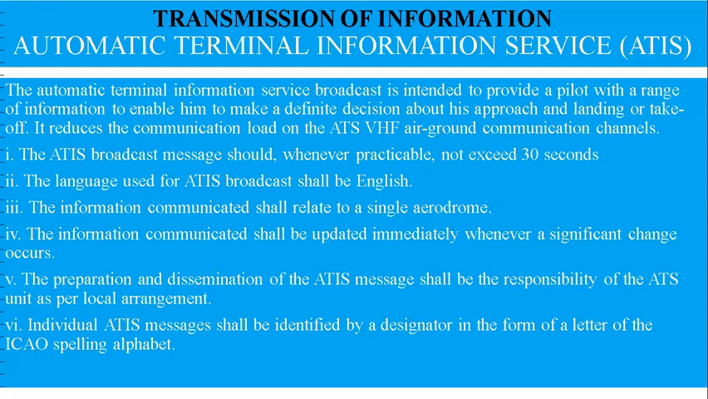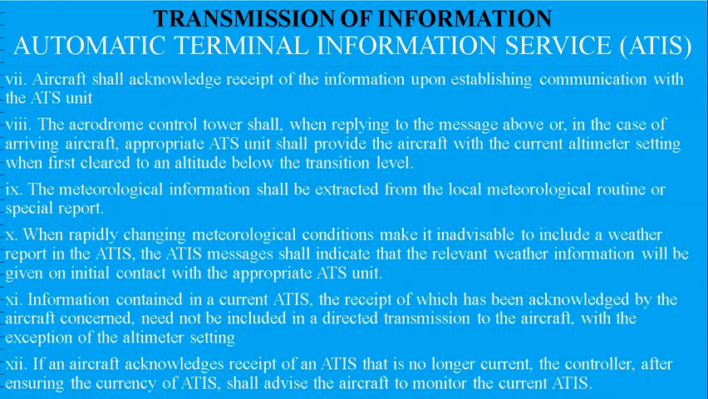Individual ATIS messages shall be identified by a designator in the form of a letter of the ICAO spelling alphabet. And when aircraft come in first contact with the Air Traffic Service Unit, they will say like this: we have monitored information Charlie. So it means that the pilot has monitored the information available on Automatic Terminal Information Service. Aircraft shall acknowledge receipt of the information upon establishing communication with the ATS unit.